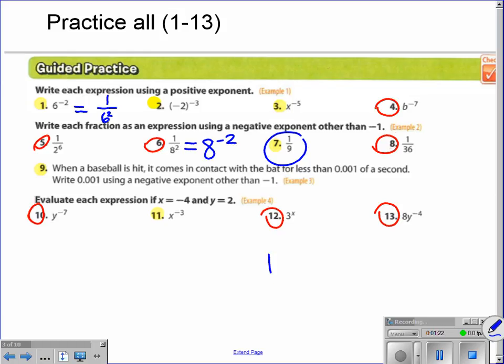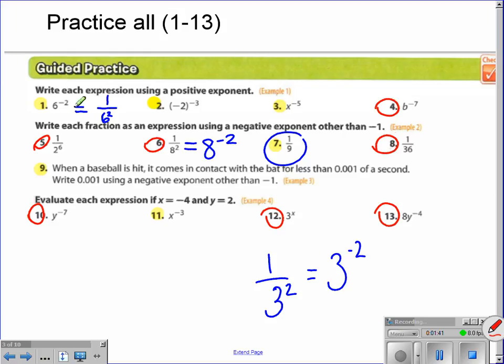Well, it would be 1 over 3 to the second power, right? Okay, and there it's positive. When I rewrite this, it becomes 3 to the negative second power. Let's double check. Did we use an exponent other than a -1? Yes, so then we got that right. So that was number 7. Going on to number 11.